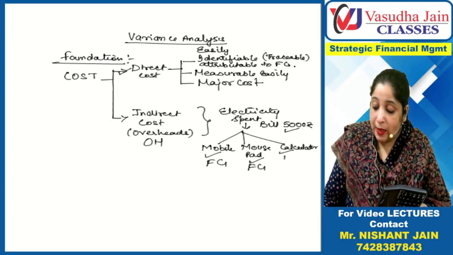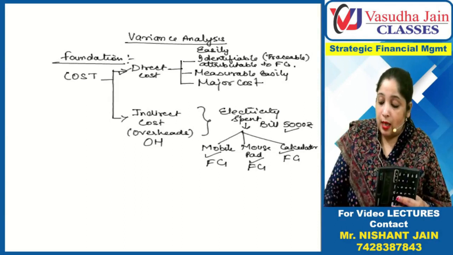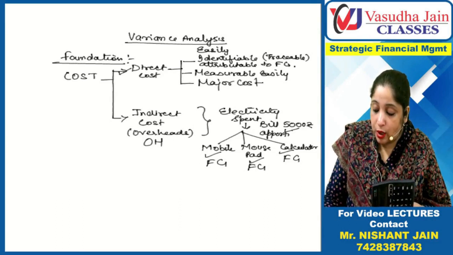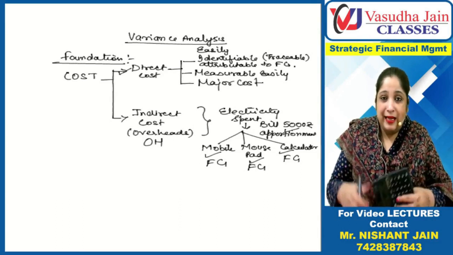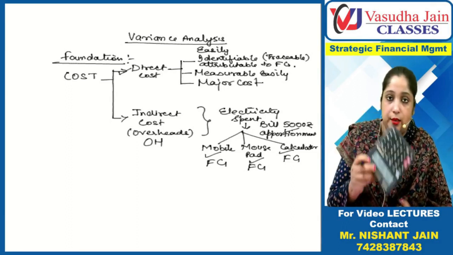But it cannot be easily measured. It cannot be easily attributable. This 5,000 cannot be easily apportioned. You understand apportion? Apportionment means division. You cannot easily divide how much money has been spent on manufacturing the calculator.